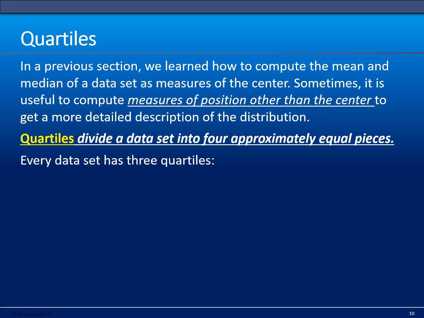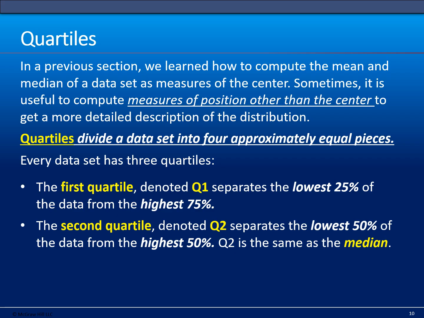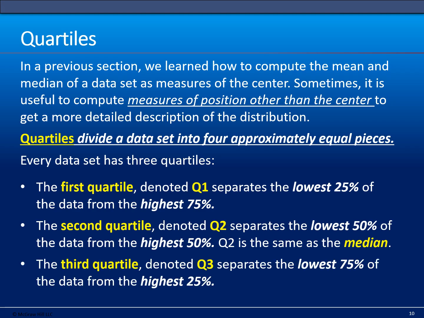Quartiles divide the data into 4 approximately equal pieces, meaning there's the same amount of data points in each quartile. The first quartile, denoted Q1, separates the lowest 25% from the highest 75%. The second quartile, Q2, separates the lowest 50% from the highest 50%. Notice this is the median value: half of the data points are above, half are below. That is the definition of median, so quartile 2 is the median. And then the third quartile, Q3, separates the lowest 75% of the data from the highest 25% of the data.